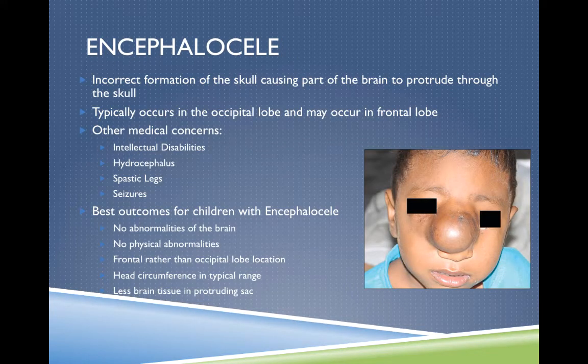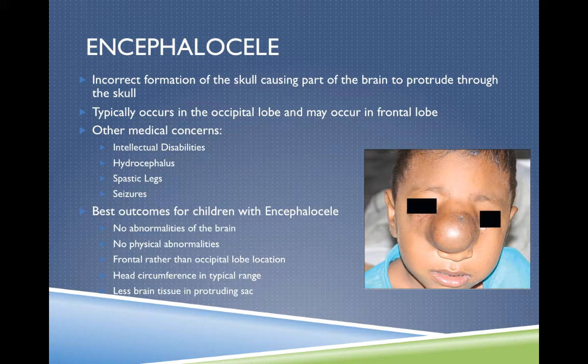Now I'd like to focus on encephalocele. It is the incorrect formation of the skull, causing part of the brain to protrude through the skull. It typically occurs in the occipital lobe and may occur in the frontal lobe. Other medical conditions that typically occur with encephalocele include intellectual disabilities, hydrocephalus, spastic legs, and seizures.